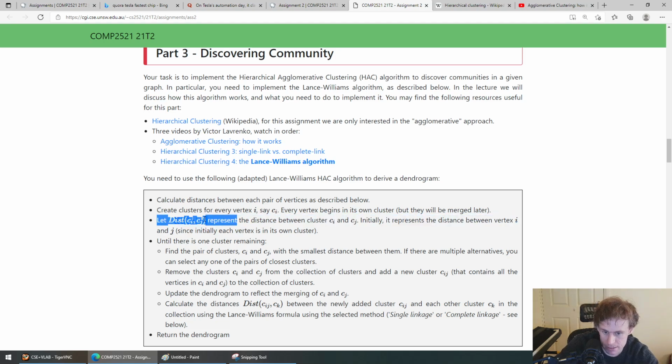The next thing is let the distance, Ci, Cj, represent the distance between two clusters, which right now is effectively the distance between two nodes.